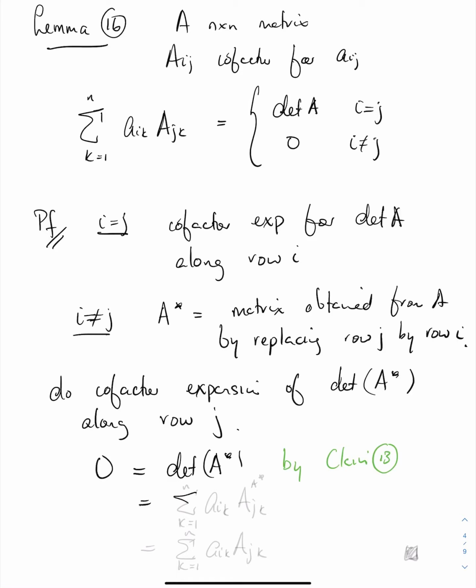This is the sum of a_ik, A_jk in A star, k equals 1 to n. And since the cofactors are the same, this is the sum of a_ik, A_jk, k equals 1 to n. End of proof, QED.